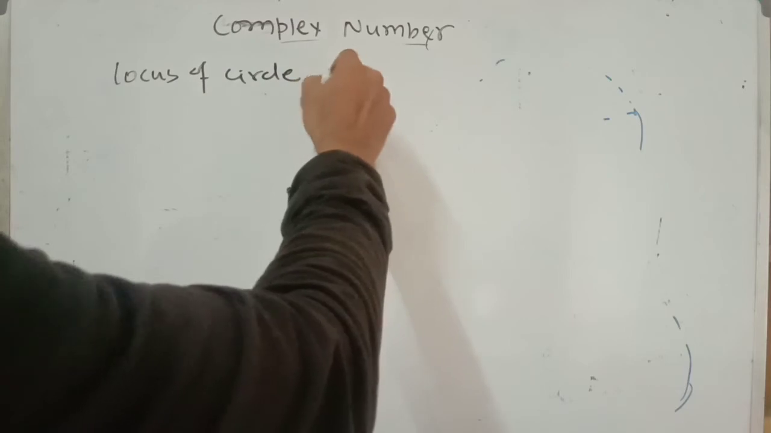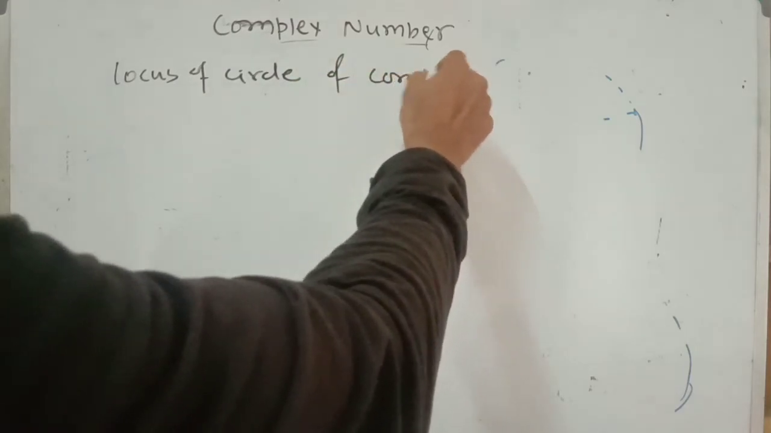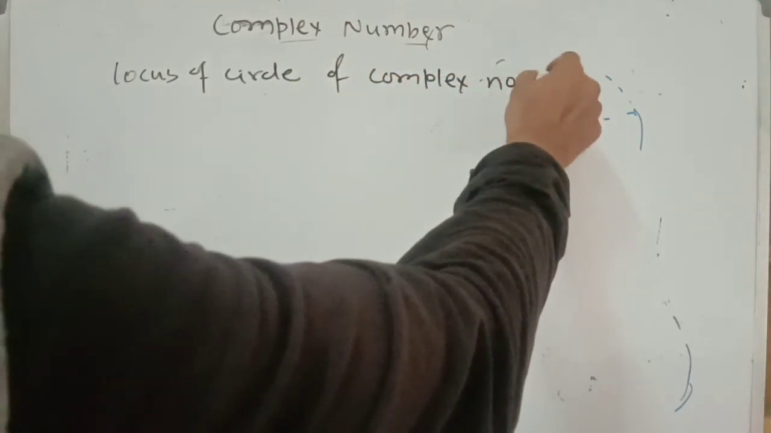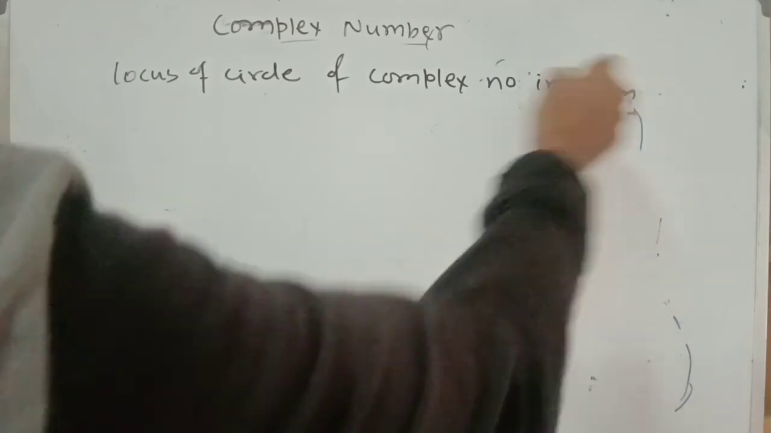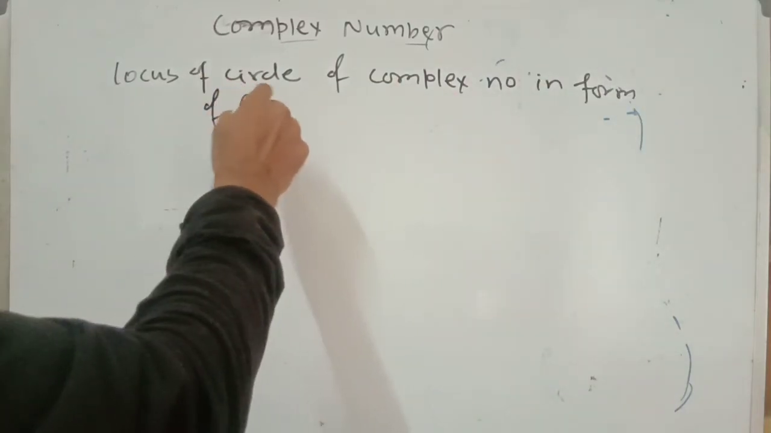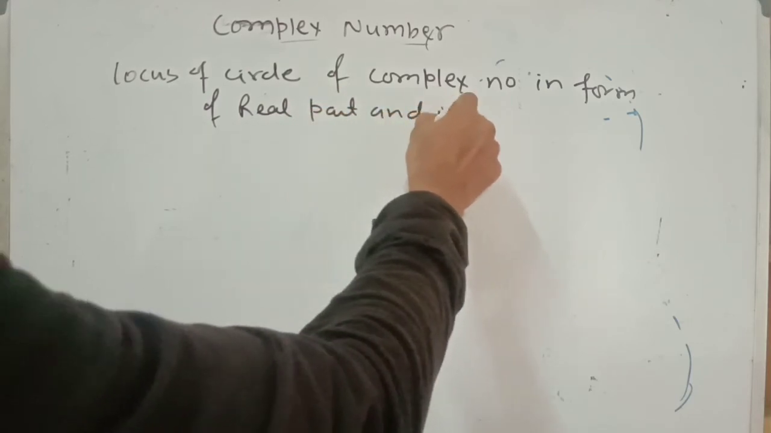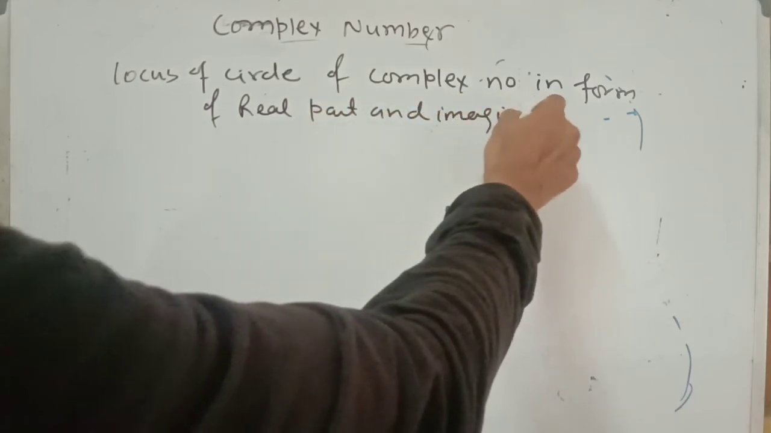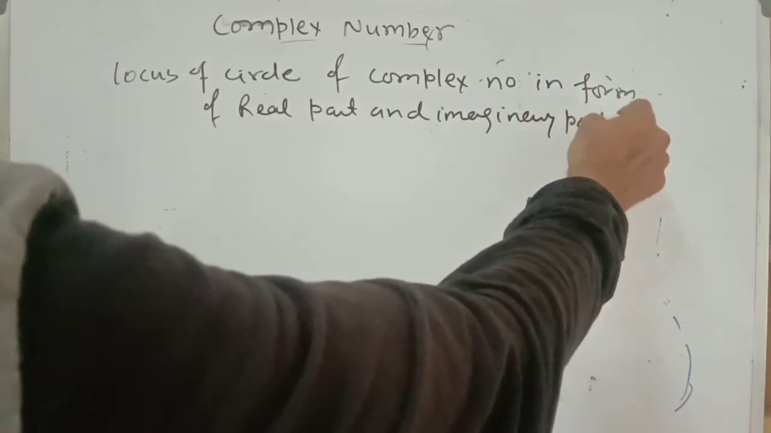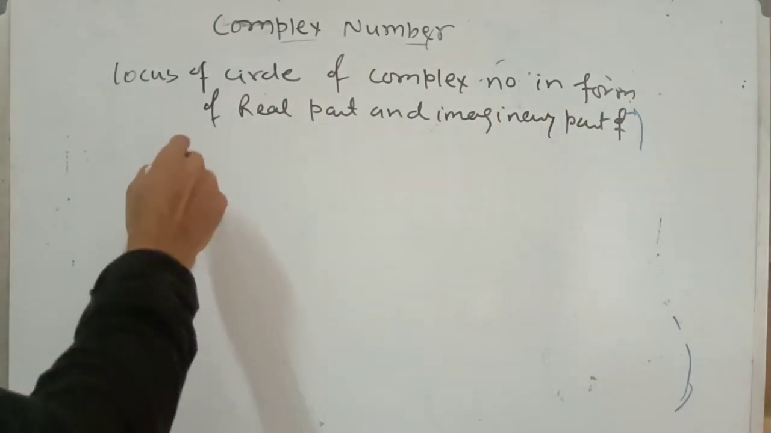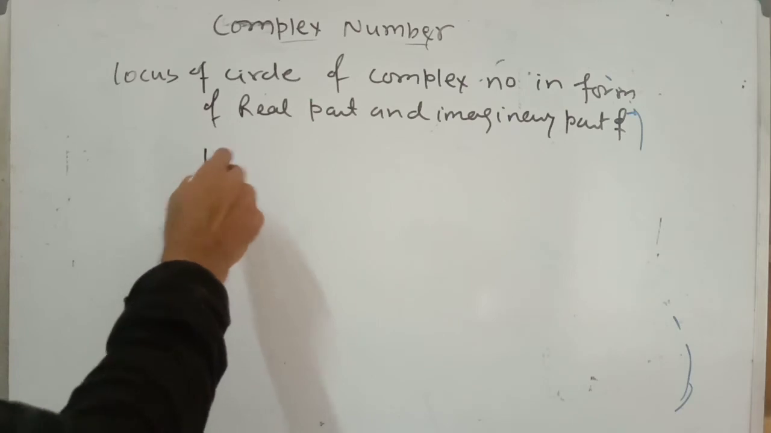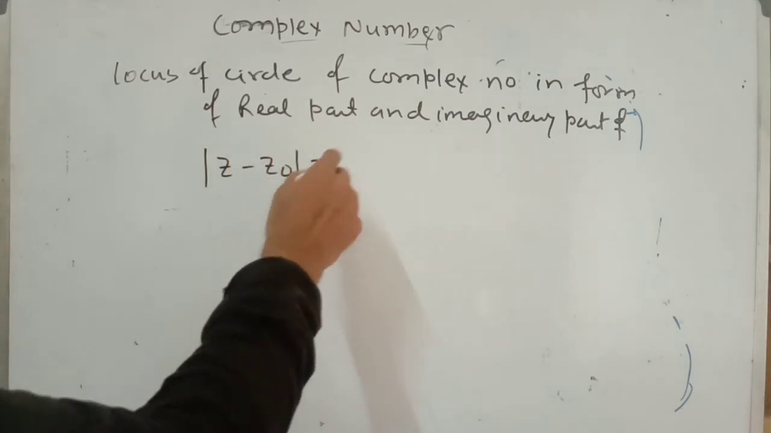Okay, the locus of a circle of a complex number in the form of the real part and the imaginary part of the complex number. We already know what the locus of the circle is. The condition equation is modulus of z minus z naught equal to r.